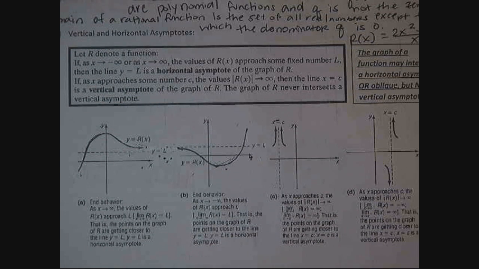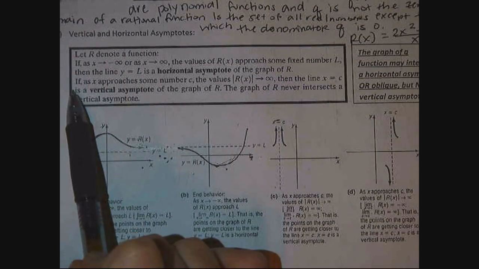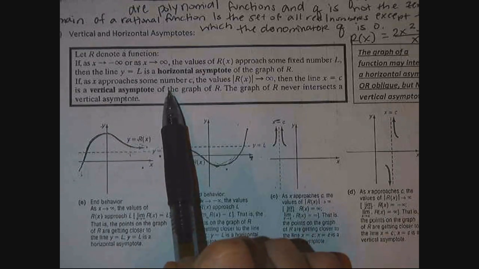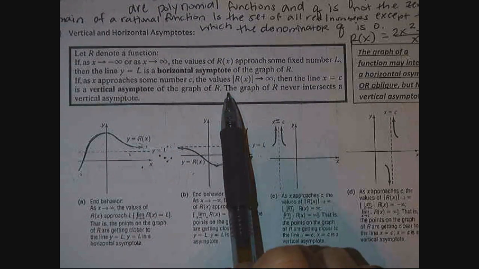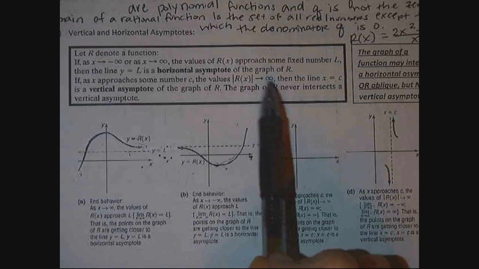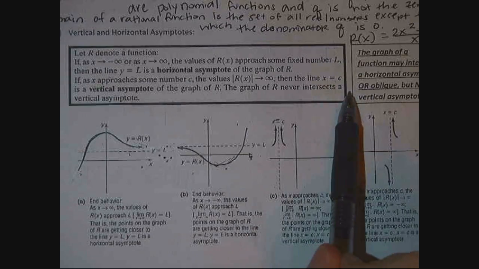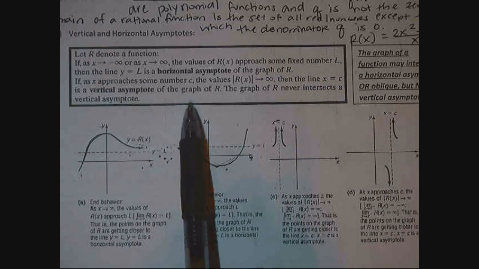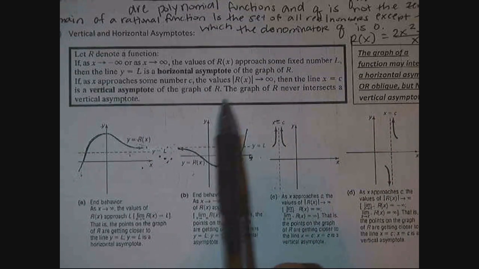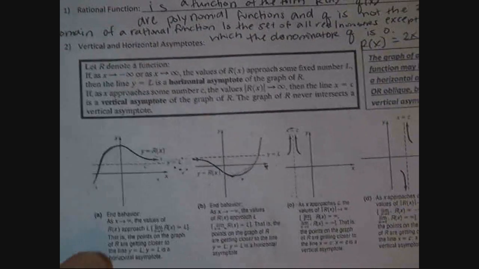Okay, now a small definition for a vertical asymptote. So if we look back up here, if as x approaches some number c, the absolute value of r of x approaches positive infinity, then the line x equals c is a vertical asymptote of the graph of r. The graph of r never intersects a vertical asymptote.